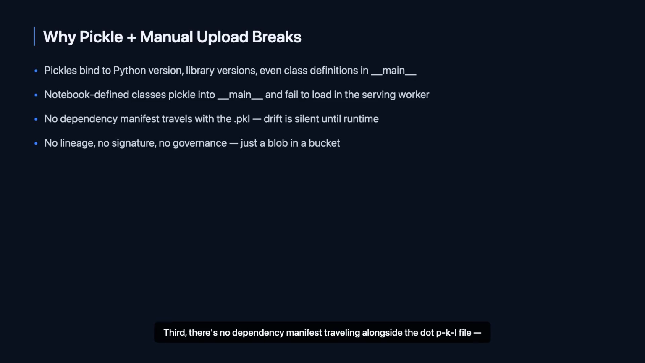Third, there's no dependency manifest traveling alongside the .pkl file. Drift stays silent right up until the runtime crash. And fourth, you've got no lineage, no signature, no governance. It's just a blob in a bucket, with no record of how it got there or what it needs to run.